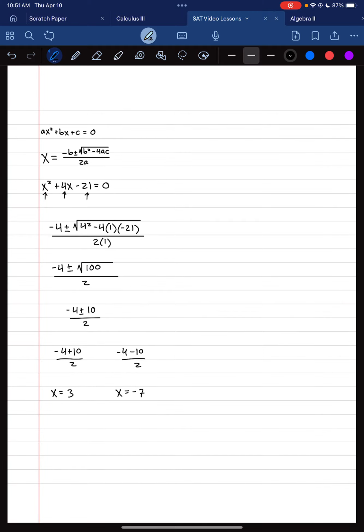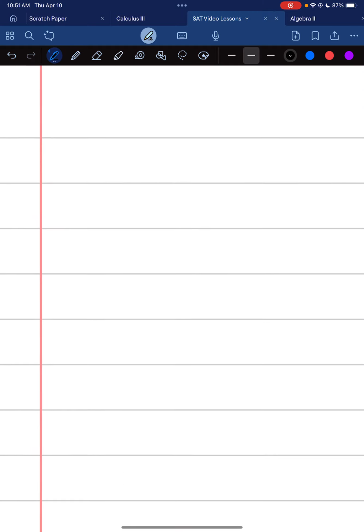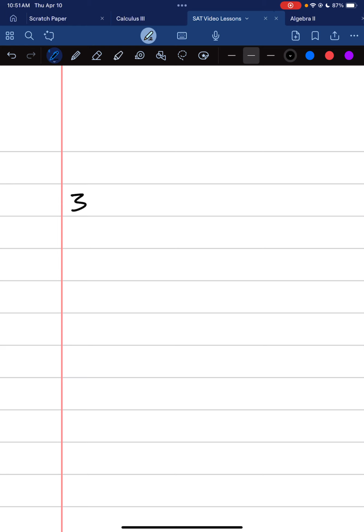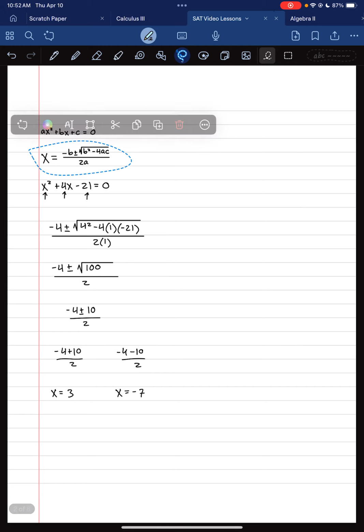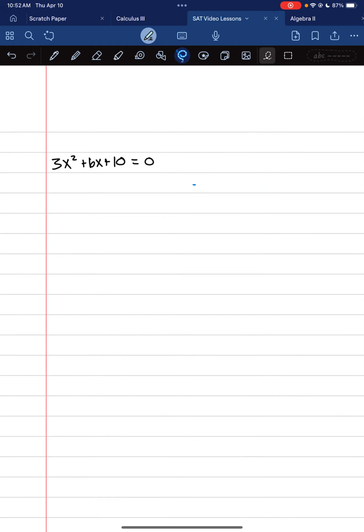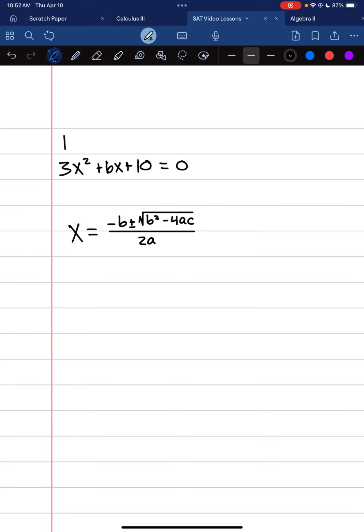Let's take a look at another example. Let's say we have the quadratic equation 3x squared plus 6x plus 10 equals 0. And we want to solve this using the quadratic formula. So again, we're going to plug in our a, b, and c values. Remember, this is our quadratic formula. In this case, our a value is going to be 3, b value is 6, and c value is 10.